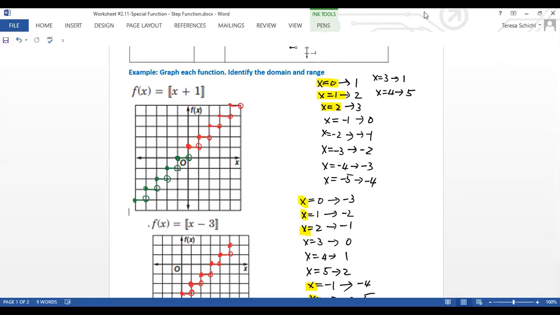And then in the next video, we're going to talk about another special function. That will be the absolute value function. That one is another fun function. So like I said, for the greatest integer function, most likely, if you are taking regular Algebra 2, your teacher will probably not cover it. But for honors, I think your teacher definitely should cover the greatest integer function.